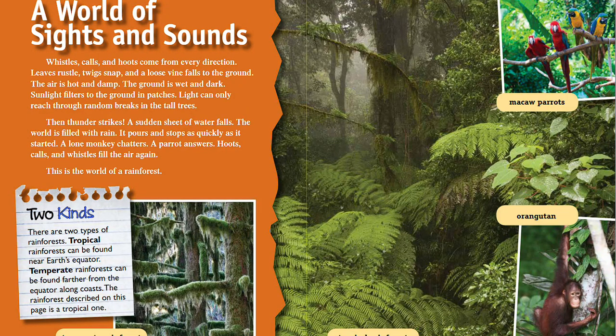Two kinds. There are two types of rainforests. Tropical rainforests can be found near Earth's equator. Temperate rainforests can be found farther from the equator, along coasts. The rainforest described on this page is a tropical one. Temperate rainforest. Macaw parrots. Orangutan. Tropical rainforest.